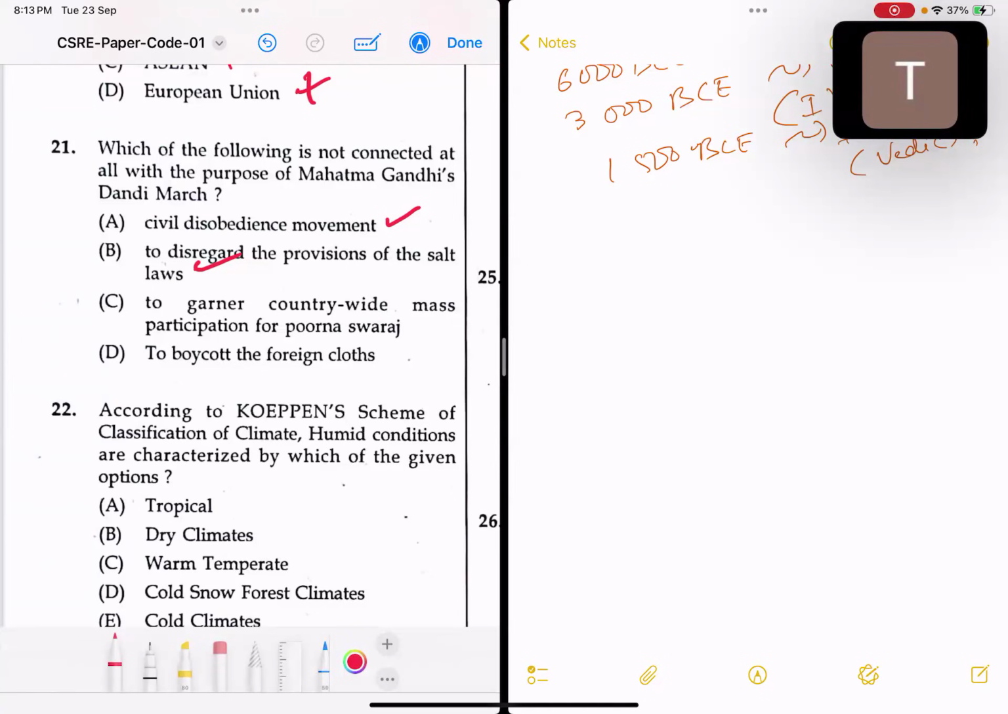Now, option A is correct, right? It's a part of the Dandi March. Option B is also correct. It is a part of the Dandi March. Third option, to garner countrywide mass participation for Purna Swaraj. So this is also a correct option because we are all aware that once Gandhi started this Satyagraha, other freedom fighters took similar action in different parts of the country, right? So the one which is not connected is D, to boycott foreign clothes. This is primarily related to the Swadeshi movement, okay?